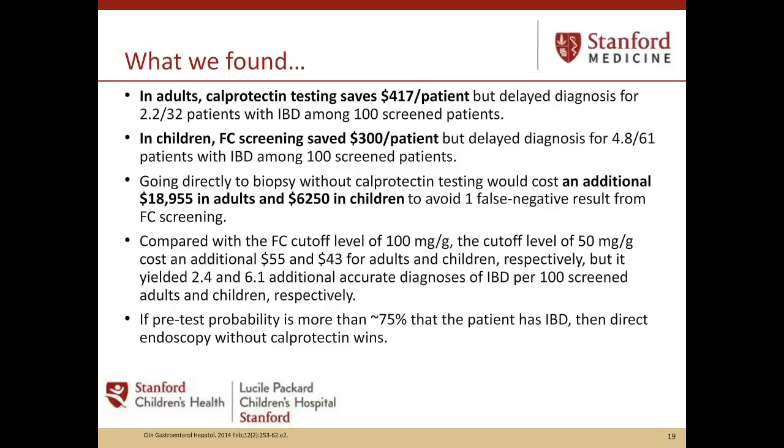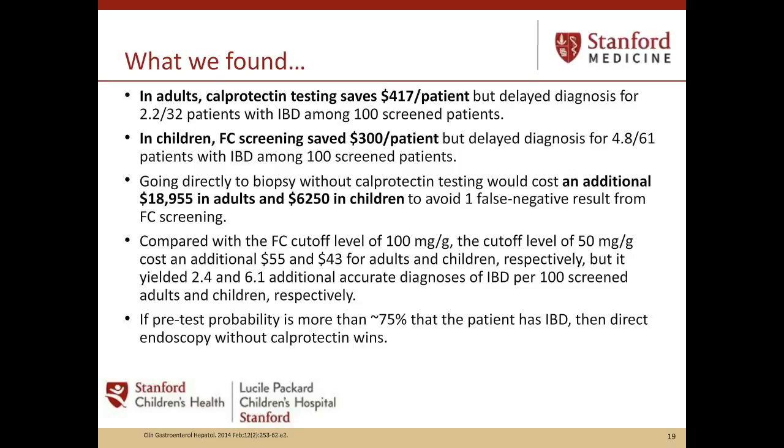We also found that fecal calprotectin cutoff of 100 microgram per gram, sorry, that should be microgram, not milligram, versus the 50 microgram per gram. To do the 50 microgram per gram as the ideal cutoff, it would cost an additional $55 in adults and $43 in children, but it yielded 2.5 patients or 6 patients in adults and children respectively.